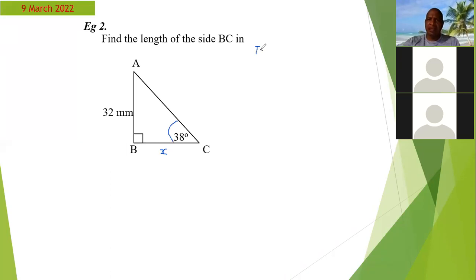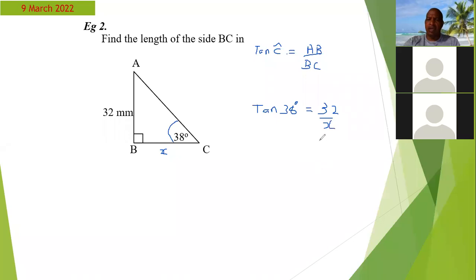All right. So we already established that the tangent, tan of angle C, would be equal to the side AB over BC. And so that would give us, if we are now to put in the values, tan of 38 degrees is equal to opposite, which is 32, over x.